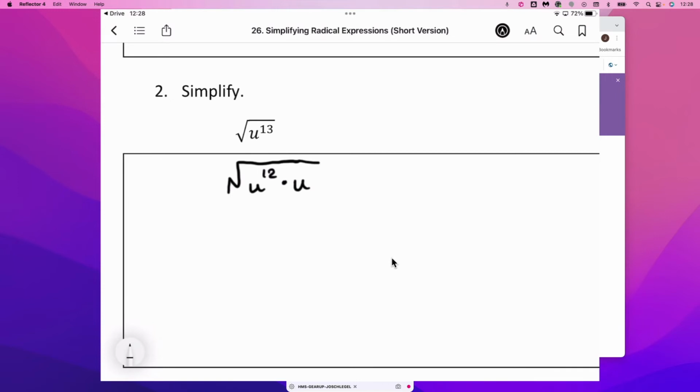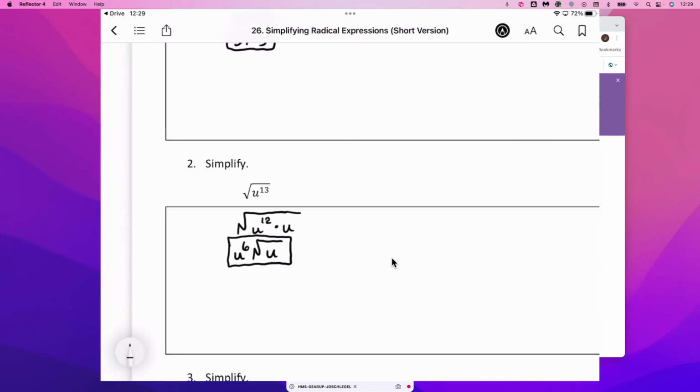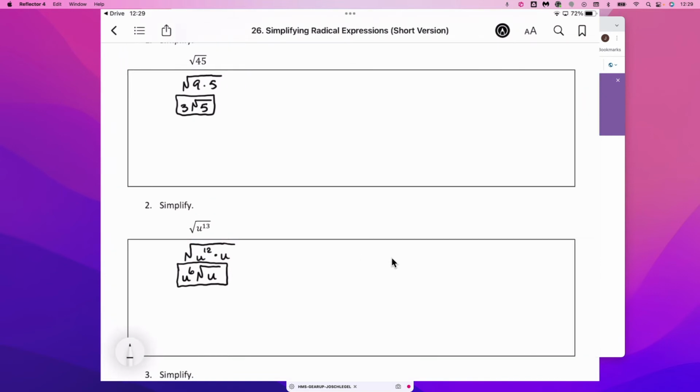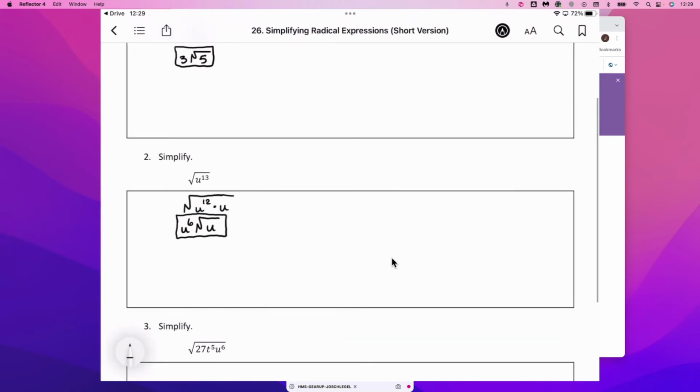But I can take the square root of u to the 12th. 12 divided by 2 is 6. So that's going to make u to the 6th outside. Square root of u is what's left inside. So again, the trick here, everyone, is just making whatever is inside the radical symbol look like something that we can take a square root of part of what was in there, and then leave the rest of it inside.